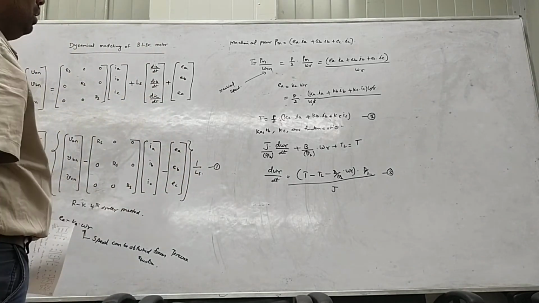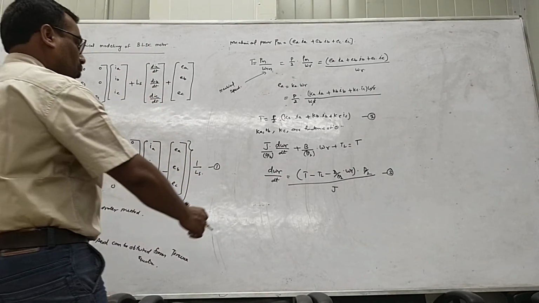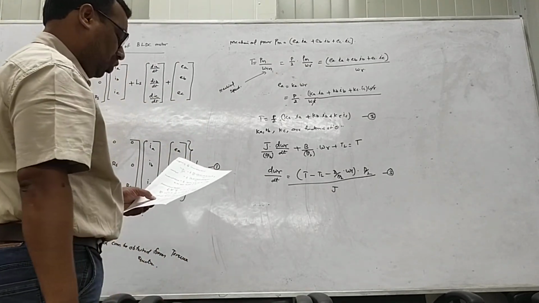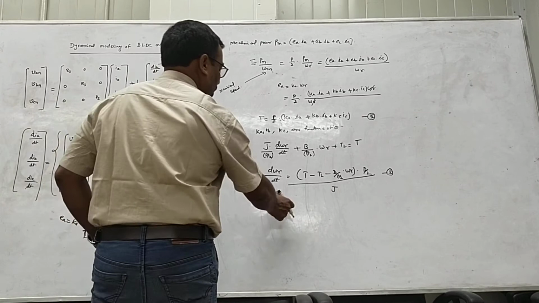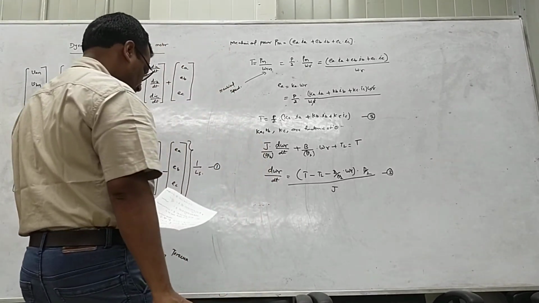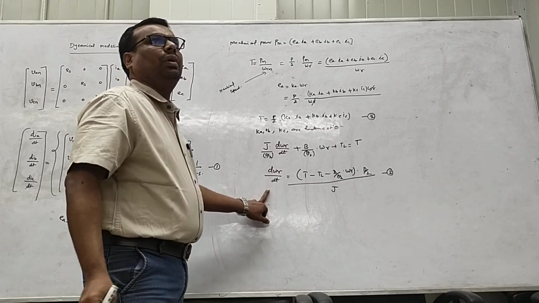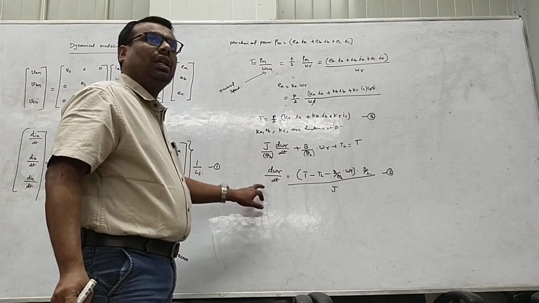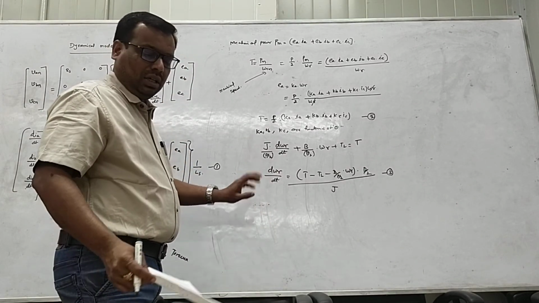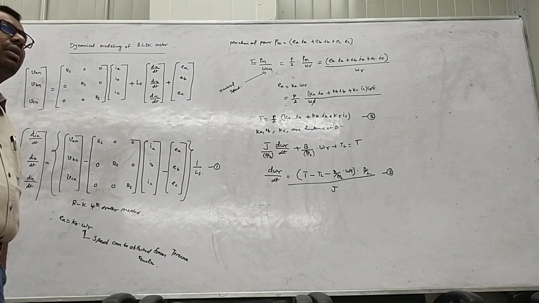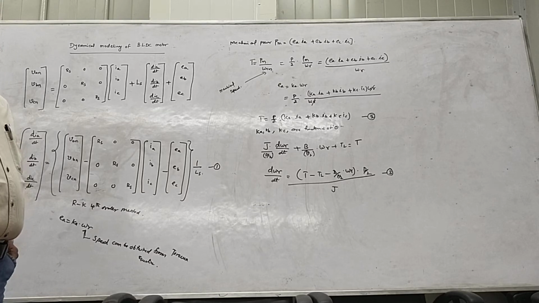Equation 1, here d omega r by dt. So this is the first order integration. By using the numerical integration method, the first order integration will give the value of omega r. So this is about the mathematical modeling, the dynamical modeling of brushless DC motor.